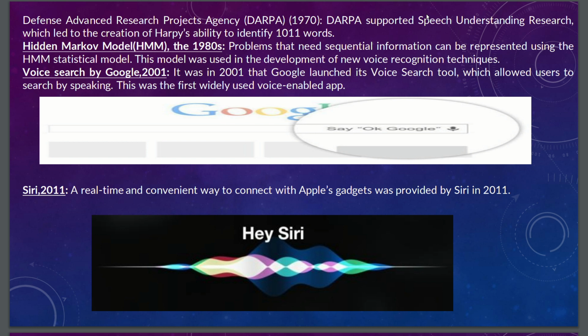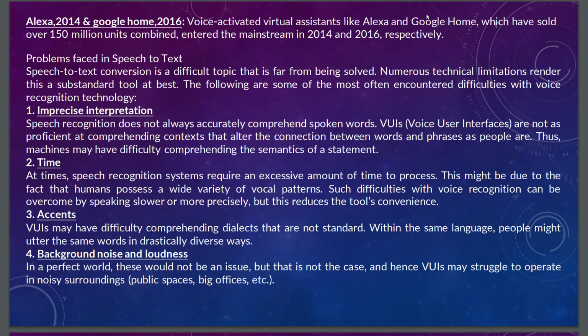And then in 2011, Siri, a real time and convenient way to connect with Apple's gadgets, was provided. And then in 2014 and 2016, both Alexa and Google Home came into broadcast, where voice activated virtual assistants like Alexa and Google Home, which have sold over 150 million units combined, entered the mainstream in 2014 and 2016 respectively.